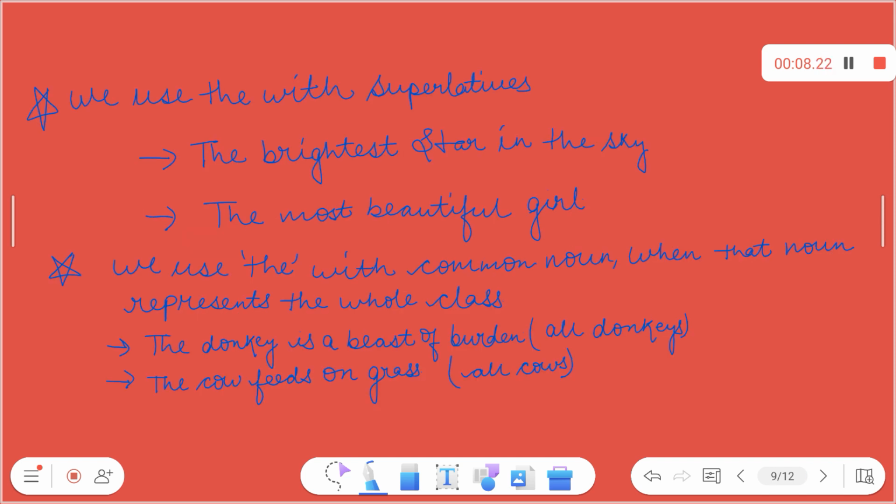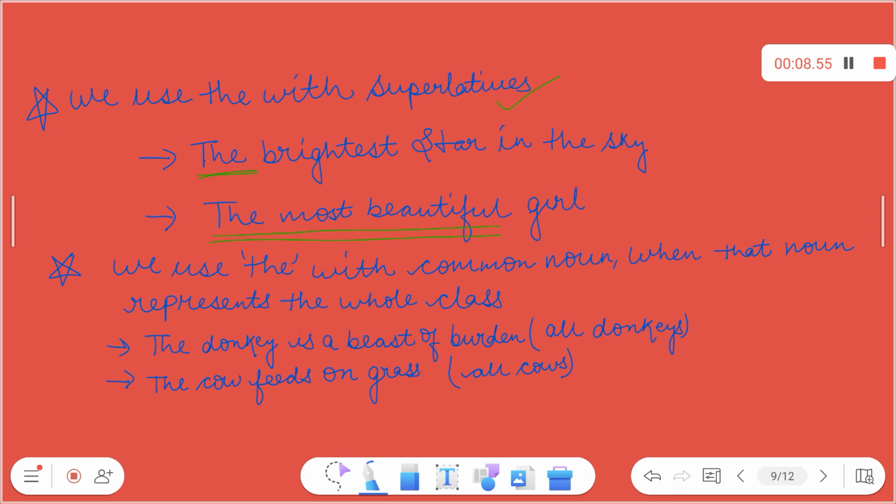Students, you might have studied about positive, comparative and superlative statements. Is that correct? So we use "the" with superlatives. You might have heard it: the most beautiful girl comes under our superlative degrees, right? So whenever we use superlative degrees, we use "the" there. Like I say, the brightest star in the sky. And the most beautiful girl is of course a superlative form, so we use "the" here.